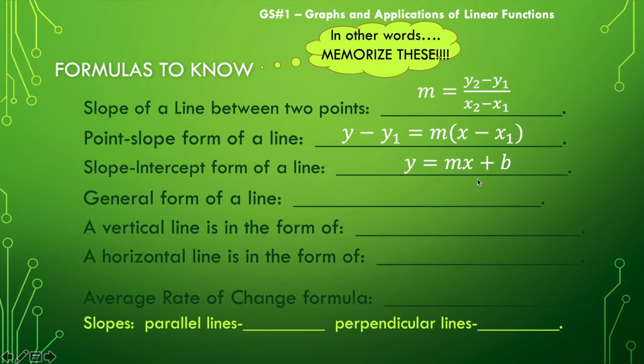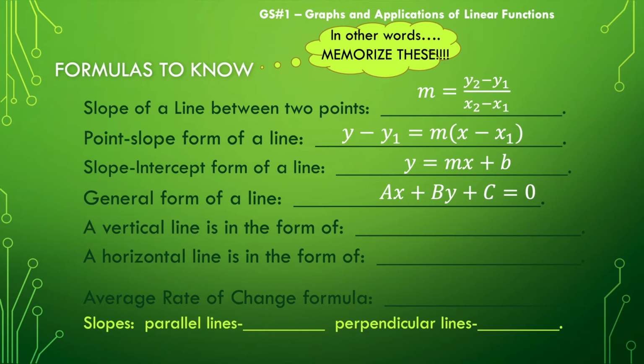General form of a line, this is ax plus by plus c is equal to 0. In other words, we're putting everything to one side of the equal sign and arranging it in x, y, constant. The two caveats that usually go with this is the first term should be positive, and a, b, and c should be integers. They should not contain fractions or decimals.